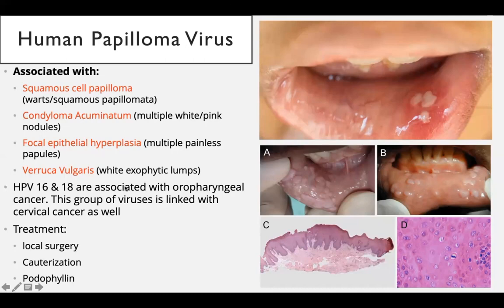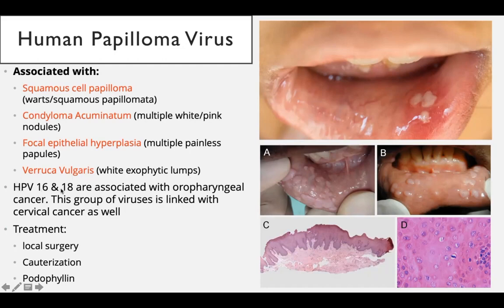Okay, so as you remember from your previous classes, HPV is associated with squamous cell papilloma, also known as warts or squamous papillomata, and condyloma acuminatum, which are multiple white pinkish nodules. Here you can see diagram A. Focal epithelial hyperplasia shows multiple painless papules, and verruca vulgaris shows white exophytic lumps.